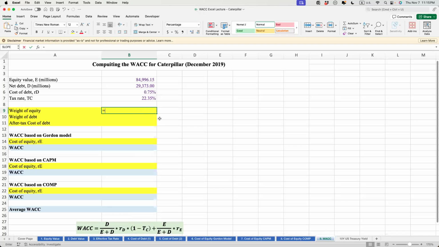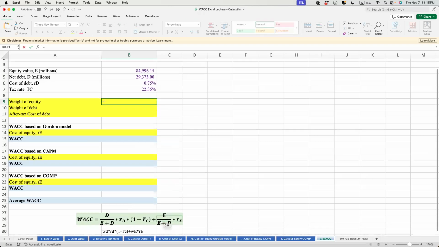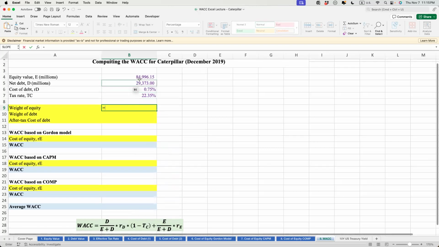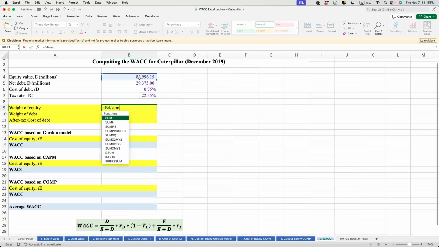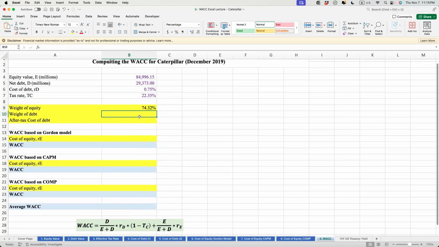So what is the weight of equity? That is equal to E divided by E plus D. So that will be the equity value divided by the sum of equity value and debt value. This will give you the weights. So apparently for Caterpillar, 74.32% of the money is coming from equity.